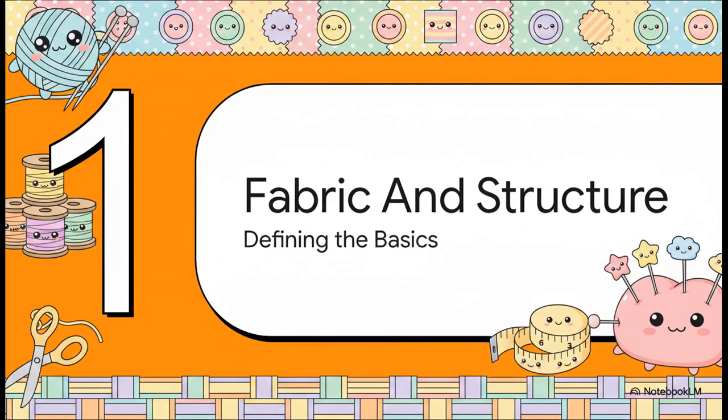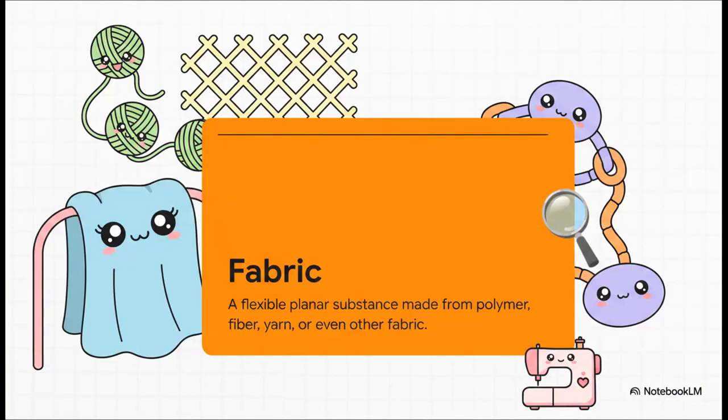All right, Section 1, Defining Fabric and Structure. So we treat fabric as a two-dimensional concept, a planar substance. Sure, it physically exists in 3 dimensions, but we look at it as a flat sheet. The absolute defining characteristic here, though, is flexibility. If the material is too stiff, it's simply not a fabric. It absolutely must possess a flexible drape that allows it to wrap or fold, and you can make this directly from polymers, fibers, yarns, or even other fabrics.